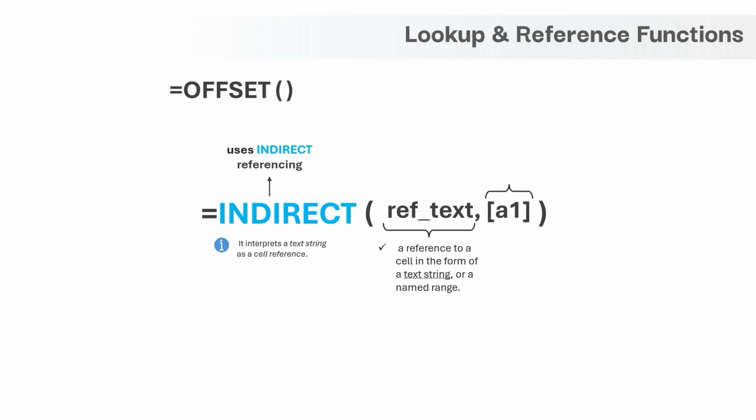The second argument, A1, specifies the type of reference. If we ignore it or provide TRUE as an input, the reference style will be A1. If the input is FALSE, then the reference style will be R1C1. Since most of the time we work in the A1 reference style, we typically don't provide any input to this argument. Finally, we are done with all the basics. Let's jump back to Excel and see some examples.